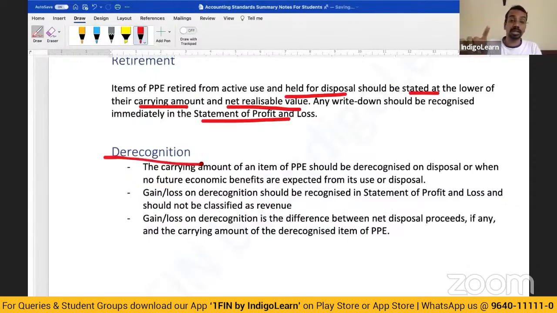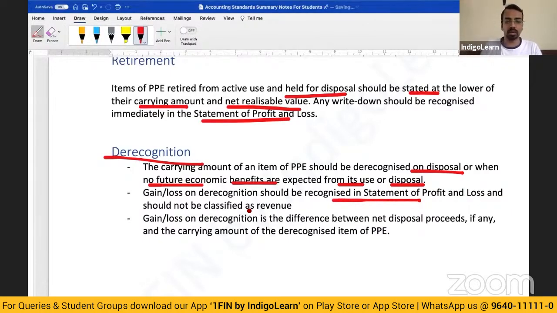Remember we spoke about recognition. Recognition is when you bring it to the books. Derecognition is when you actually expense it out. So you should derecognize when no future economic benefits are expected from its use or disposal, or on disposal. So if you have disposed of, you will derecognize, or if there is no future economic benefits, then also you will derecognize. Then gain or loss on derecognition is recognized in statement of profit and loss.